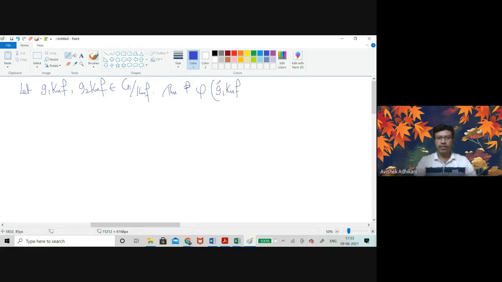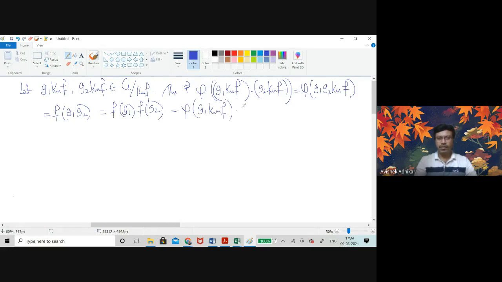G1 car f into G2 car f. By definition, as we have already seen in the case of quotient group, this is the same as phi of G1 G2 car f. And by definition of phi, this is the same as f of G1 G2. Again, f is a homomorphism. So, f of G1 f of G2, and that will give you phi of G1 car f into phi of G2 car f, for all G1 car f, G2 car f belonging to G1 quotient car f. That implies phi is a homomorphism. As a result, phi is an isomorphism.